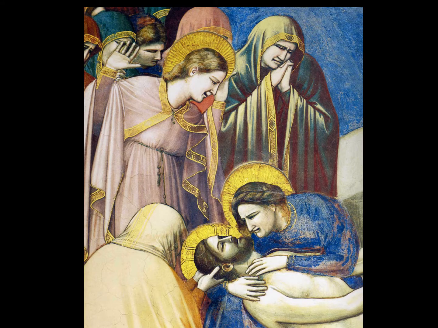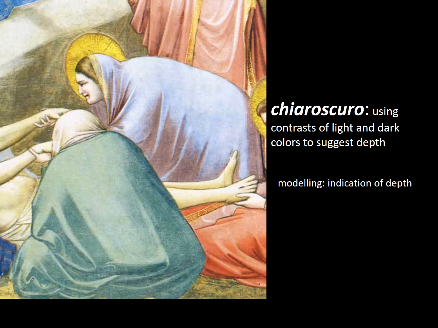Let's spend some time looking closely at the painting style. So look at the way that he incorporates these details. Again, it's all about color, right? So this is a technique called chiaroscuro. It's a lovely Italian word that literally means light dark, and it's the way that artists use contrasts of light and dark to suggest depth or to model their figures.